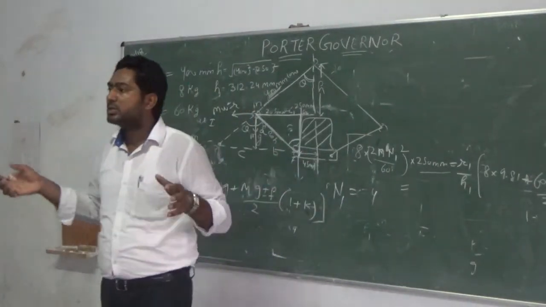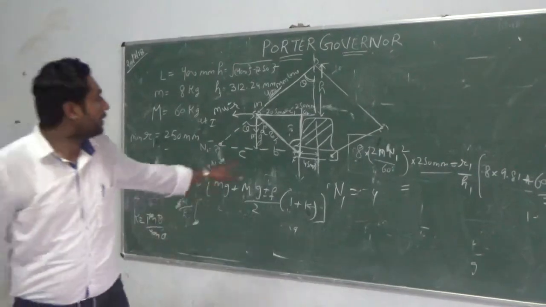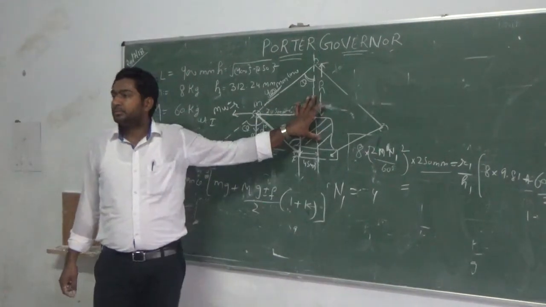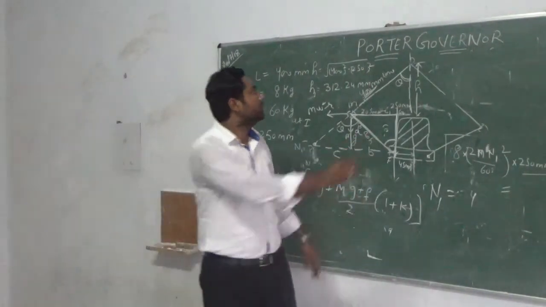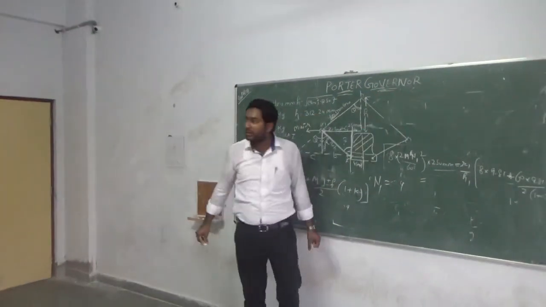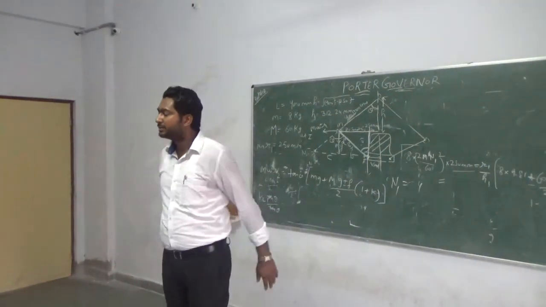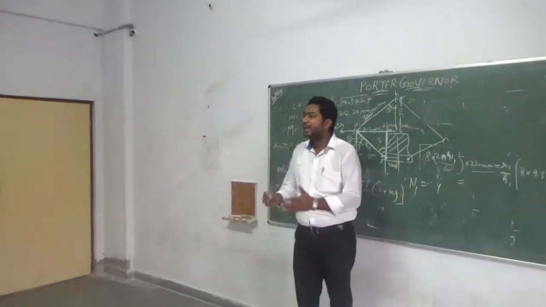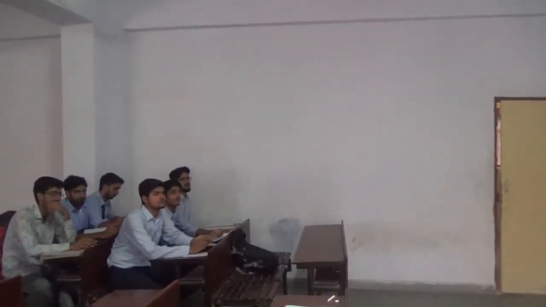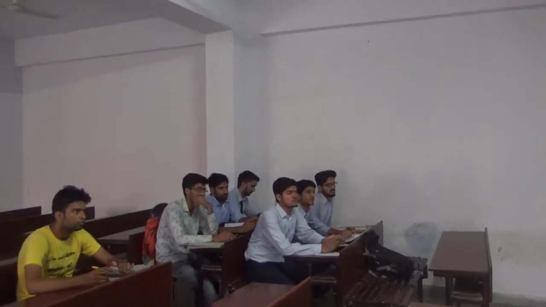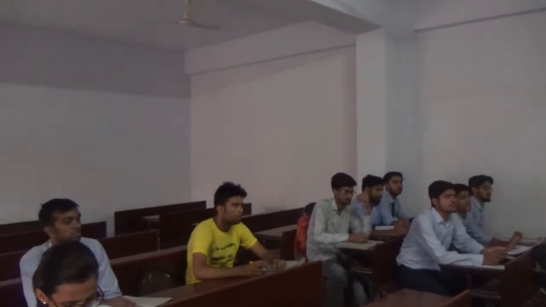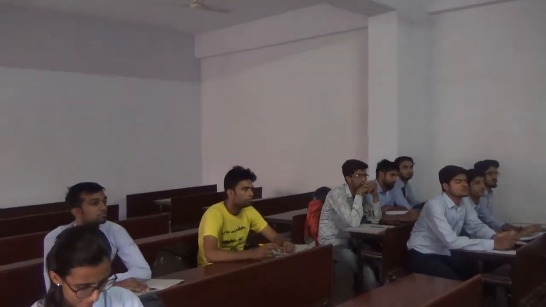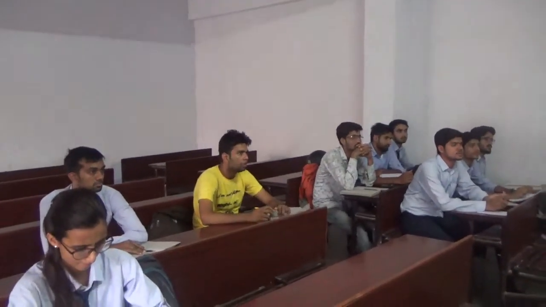Now, summarize what we have discussed today. We discussed the Porter governor. Why do we use the Porter governor instead of the Watt governor? To eliminate or remove the limitations of the Watt governor. What are the limitations of the Watt governor? It is applicable only up to a limited speed, up to 60 rpm.